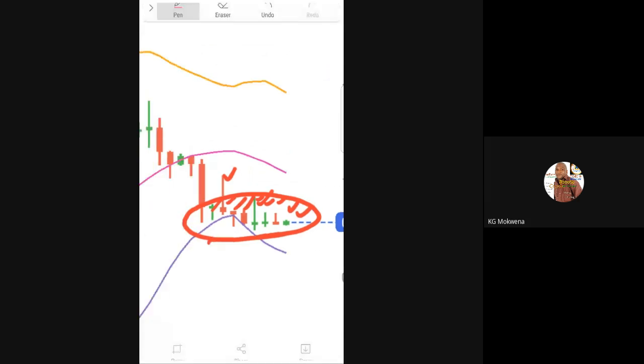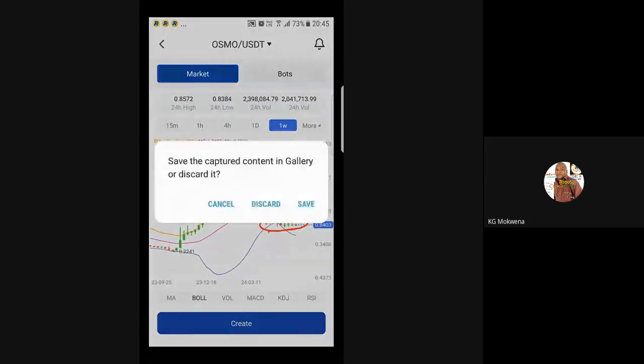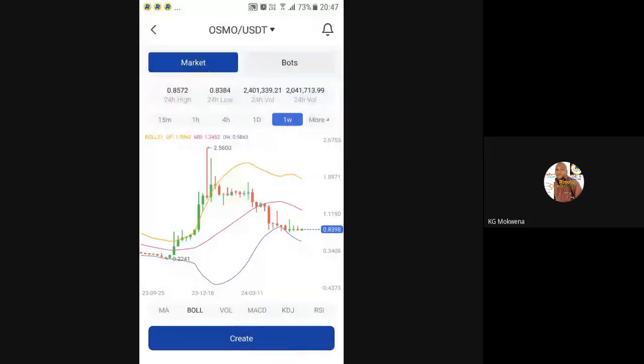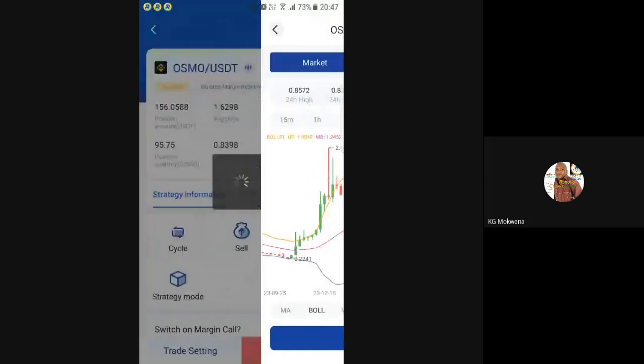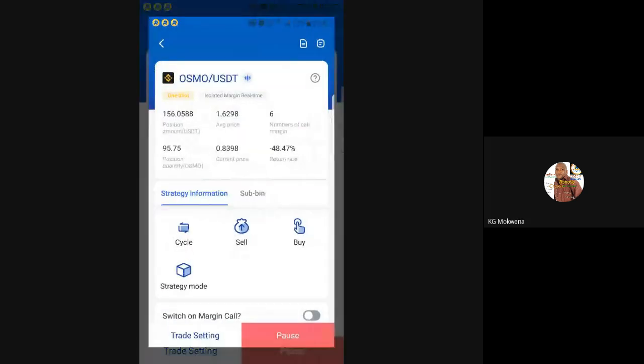And what is it that stops this market from pumping anyway? Because it's been falling. And how do you know that? By the return rate. The return rate shows you that a lot of money is actually trapped in this particular market.